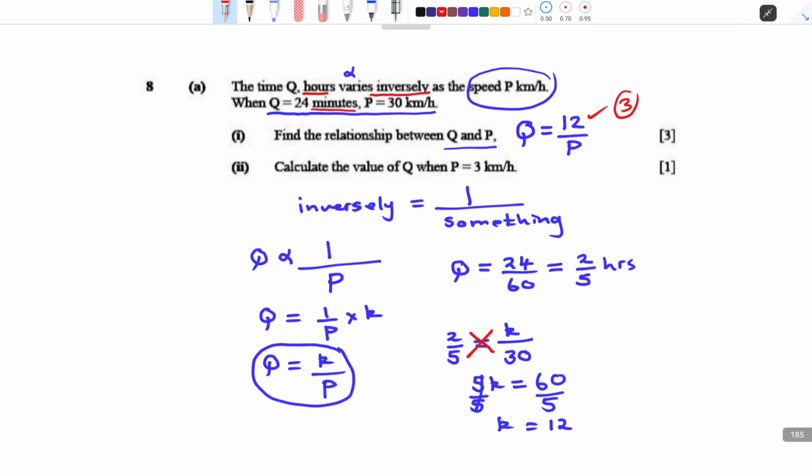It reads, calculate the value of Q when P is equals to 3. So we are going to make use of the answer in part A1. Q is equals to 12 over P. Then you are going to put 3 on P. You get Q is equals to 12 over 3. 3 into 12, you get 4. So it means Q is equals to 4 hours. Then you are home and dry. I hope you are following, class.